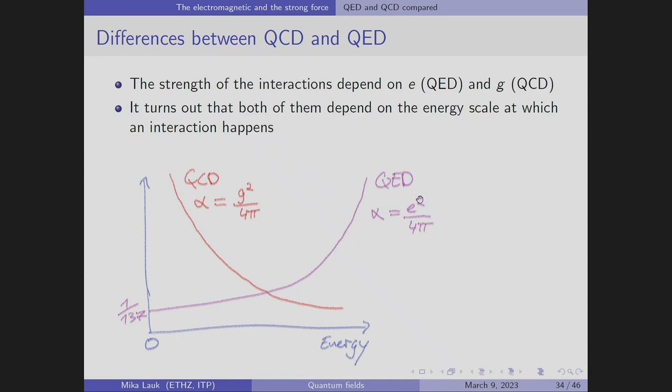And then I will say this QED, it runs very slowly, it increases very slowly. So at, for example, I think 90 giga electron volt, which is the mass of the weak gauge bosons, this goes from 1 over 137 to 1 over 128. So this is why the elementary charge is not constant. While here, this thing, we don't even know what value this takes close to zero, because it really does go asymptotically, right? This explodes somewhere here, which is why we don't encounter the quarks freely in nature.